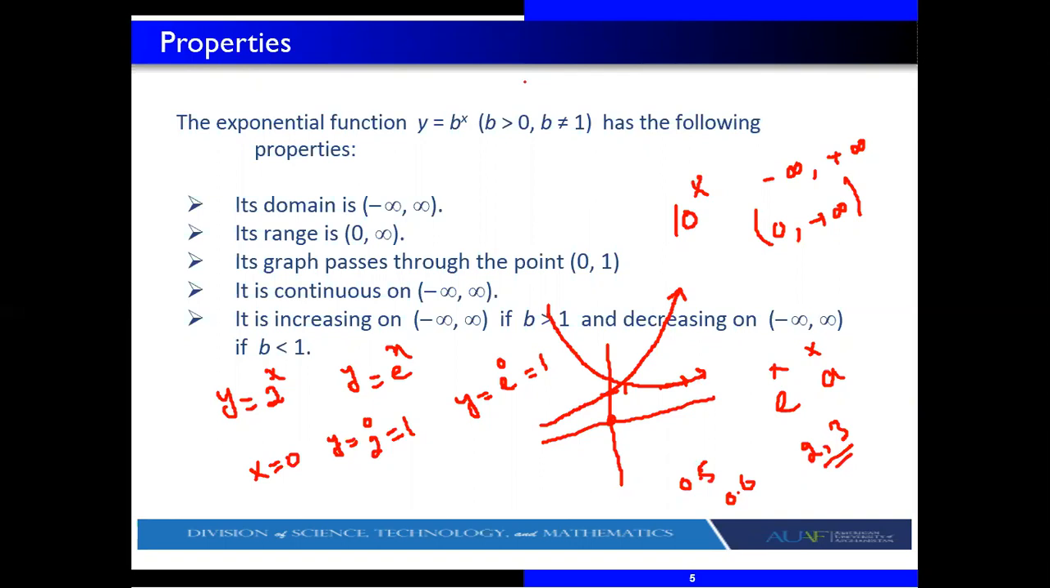Okay. Yes, Firdaus. Sorry, less than 1, not less than 0. The base is greater than 0 and less than 1. Okay.